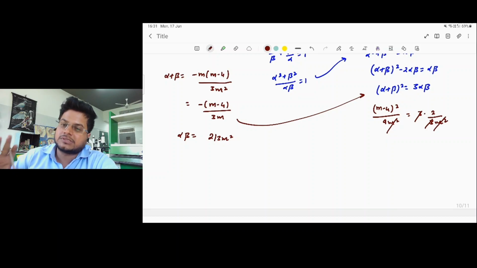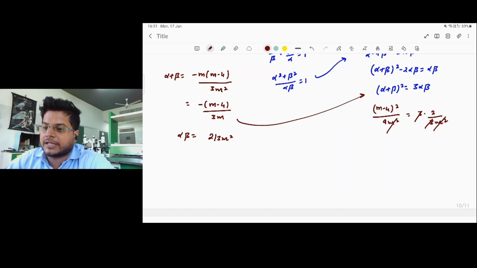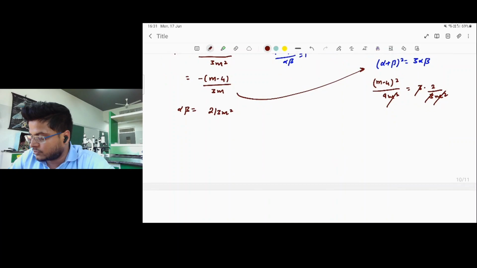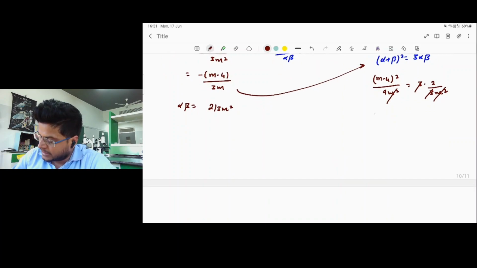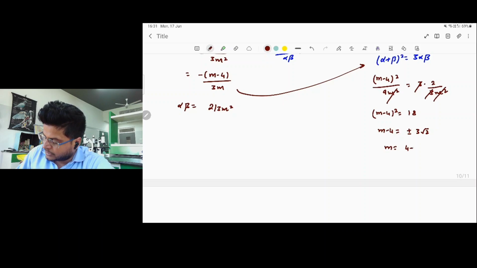Try to see, simply don't cancel it. You should have a valid reason to cancel it. Since I'm mentioning here that m is not equal to 0, in that situation we can cancel. Else you may lose the roots. Now when you send it to the right side, we get m minus 4 whole square equals 18, isn't it? So m minus 4 we can get as plus or minus 3 root 2. And what is m? m is 4 plus 3 root 2 or 4 minus 3 root 2.